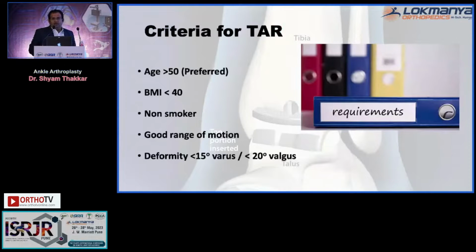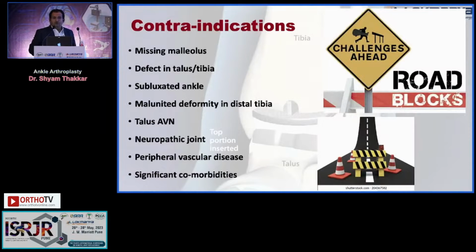So what are the ideal criteria? Ideal criteria earlier were age more than 50, which was preferred. Nowadays, even younger patients are undergoing total ankle replacements outside India. BMI less than 40, non-smoker is an important criterion. Good range of motion, and coronal deformity should be less than 15 degrees of varus and less than 20 degrees of valgus. What are the contraindications?